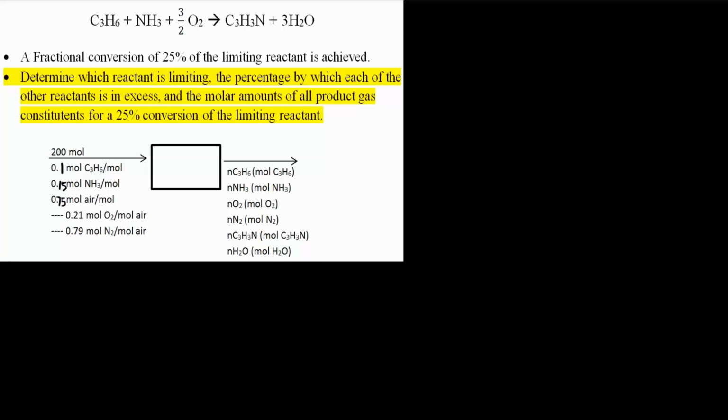In this video, we will solve a reaction stoichiometry fractional conversion / limiting reactant problem. And so if you want, you can pause the video here and attempt the problem.